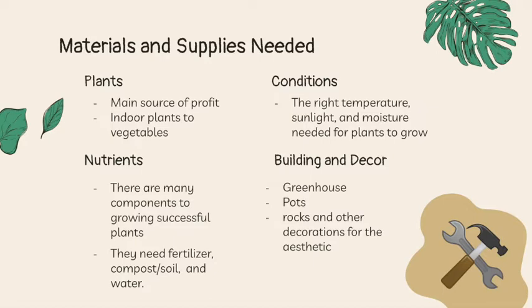Third, the plants will require other components such as fertilizer, compost or soil, and water. Finally, proper building and decor is required to both attract customers into the garden center while creating a safe environment for the plants. This includes proper greenhouses, pots for the plants, as well as other decorations.